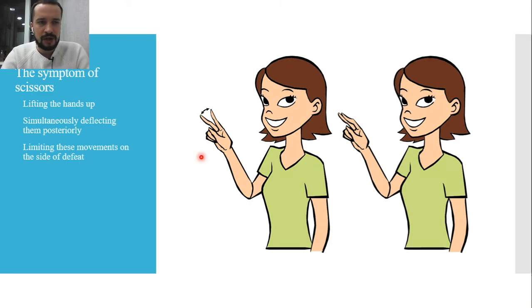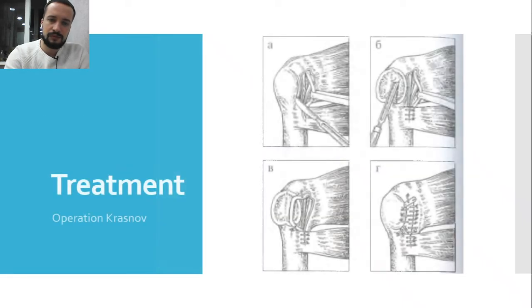The symptom of seizures: when lifting the arms up and simultaneously deflecting them posteriorly, the restriction of these movements on the side of the lesion is noted. Treatment. Patients with habitual dislocation of the shoulder should be operated on, since conservative methods are ineffective. We successfully applied the methodology proposed by academician of the Russian Academy of Medical Science, Dr. Krasnov. And you see moments of the operation there.